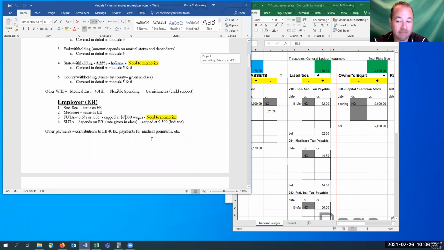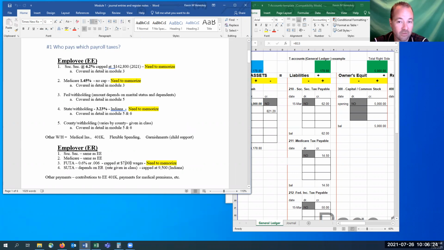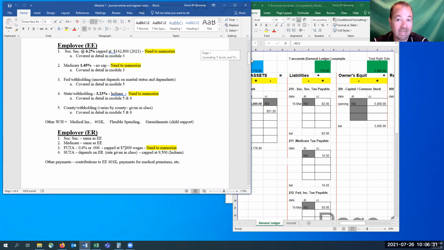The cap works the same no matter which cap we're looking at, FUTA, SUTA, or up here with Social Security. They all work the same. So once you know how to do one, you can do any of them.